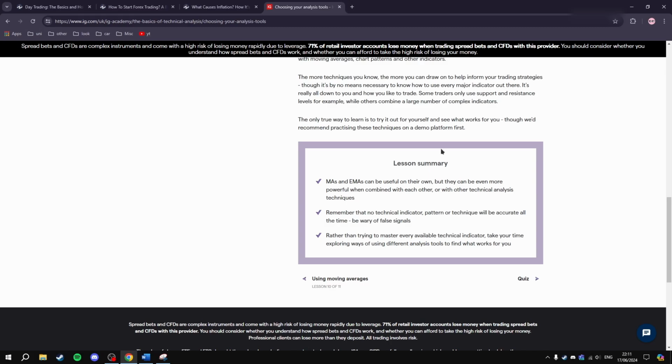So let's do a summary. Moving averages, simple moving averages, and exponential moving averages can be useful on their own, but they can be even more powerful when combined with each other, or with other technical analysis techniques. Remember that no technical indicator, pattern, or technique will be accurate all the time. Be wary of false signals. Rather than trying to master every available technical indicator, take your time exploring ways of using different analysis tools to help define what works for you.